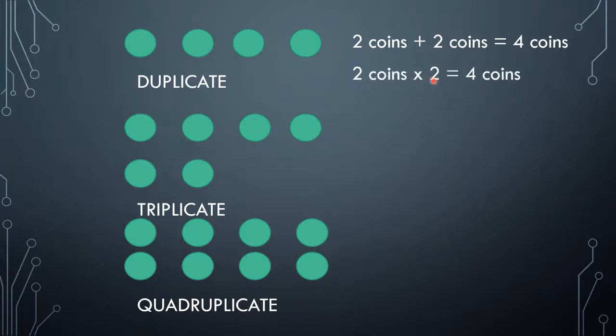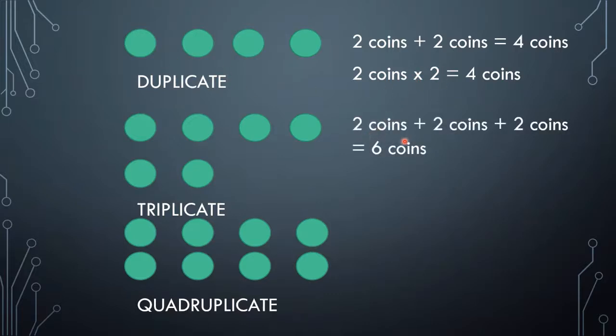2 coins times 2 equals 4 coins. So this symbol, this X, is usually called the times symbol. It is used to indicate that multiplication is to be done to the numbers. So basically, we multiplied the 2 coins by 2. Since we duplicated it, we basically had 2 copies.